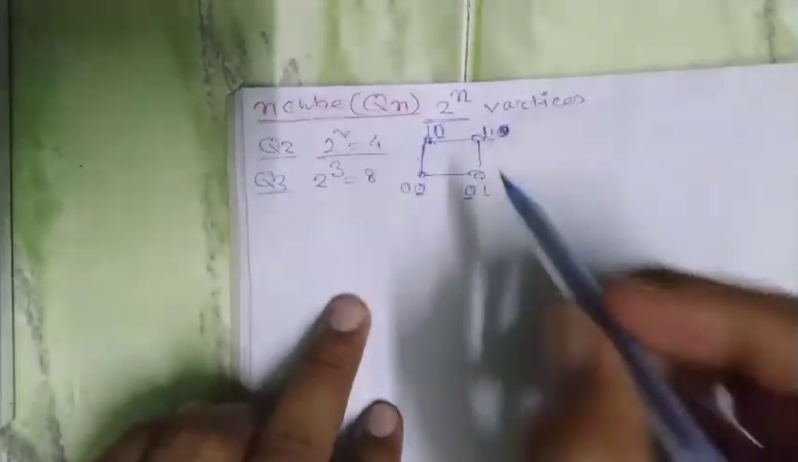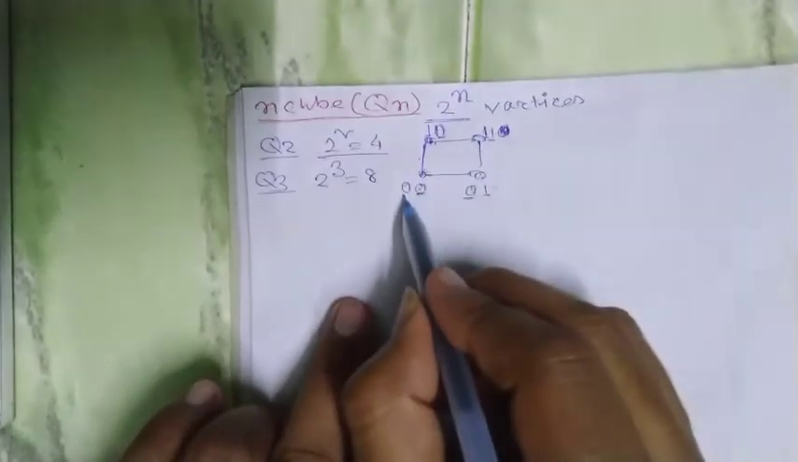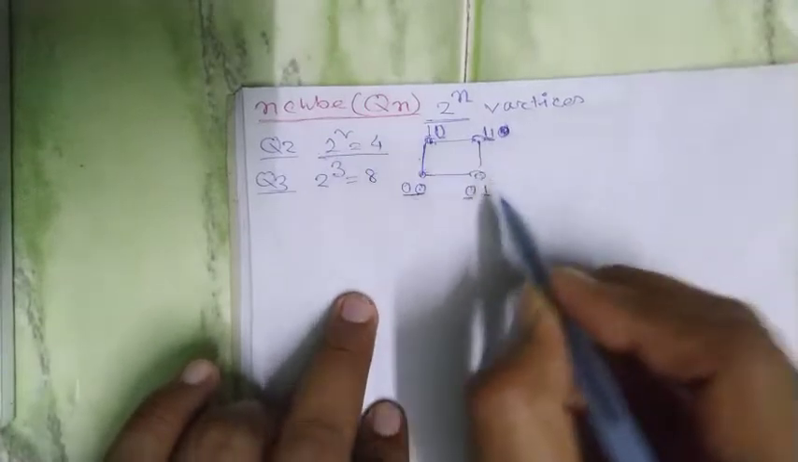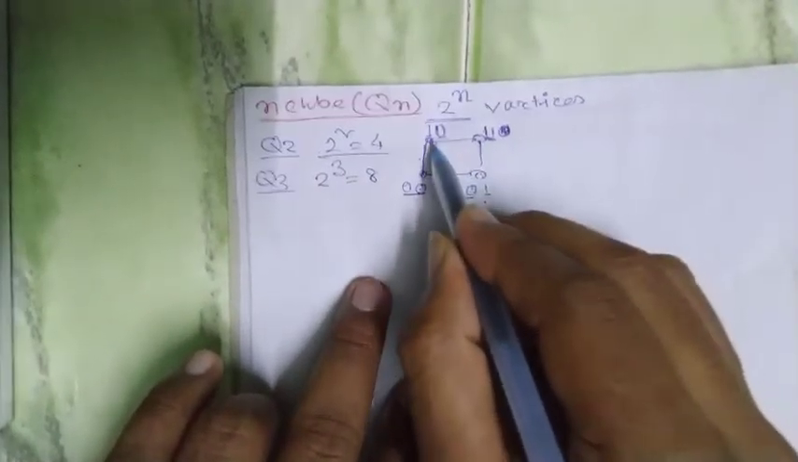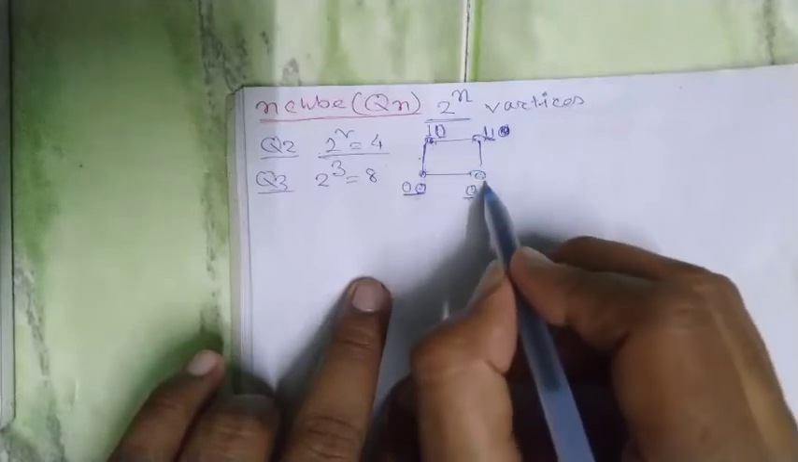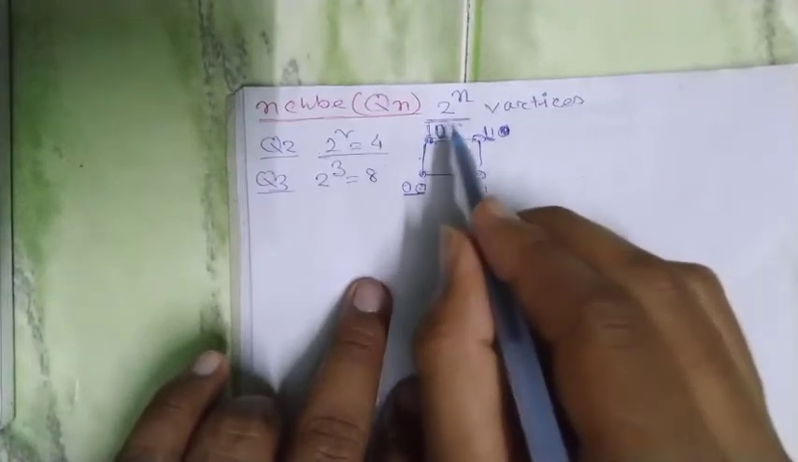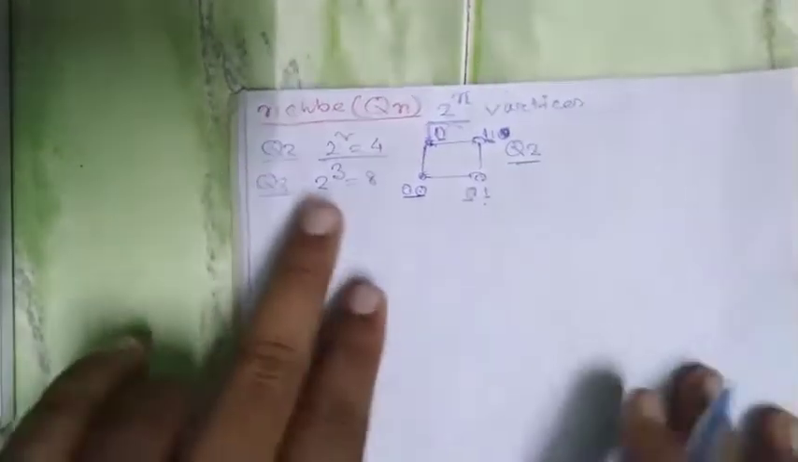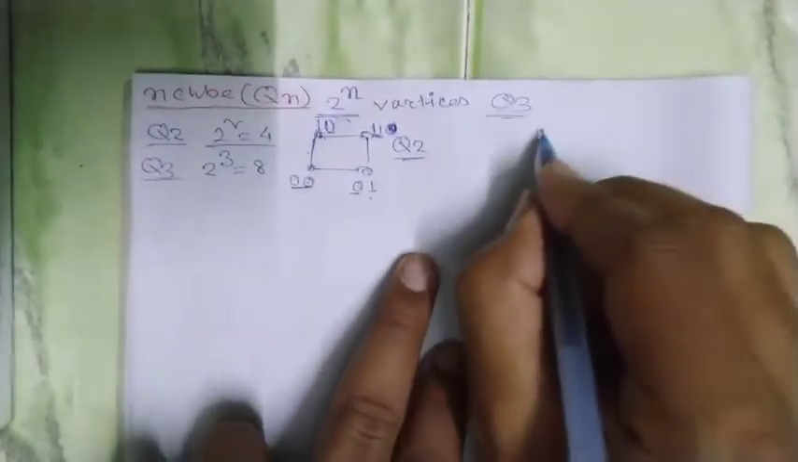Now look at this, we don't make these 2 vertices adjacent because we can see there is a difference of 2 bits here. We can see here also these 2 vertices are not adjacent because there is a 2 bit difference, and this is denoted by Q2. And let's see Q3 as well.